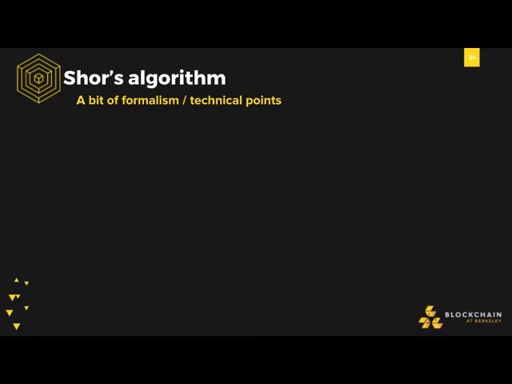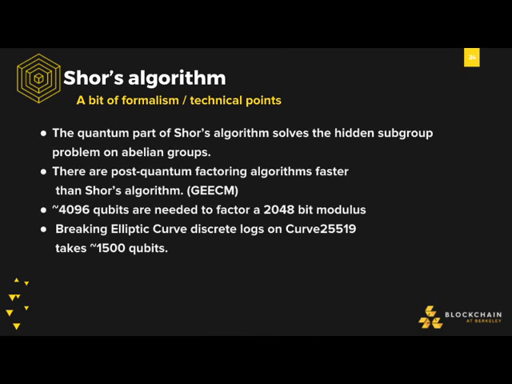Then here's a few technical points. The technical term for what Shor's algorithm solves is the hidden subgroup problem on abelian groups. If you know a lot of abstract algebra, that'll probably mean a lot. Basically, it's finding the period, and with one caveat, you have to have the property that it's abelian or commutative. AB has to equal BA. Okay. So then there are actually some other quantum algorithms that can factor fast, like Shor's algorithm. The ones it's called GEECM. You can look into it later if you want.